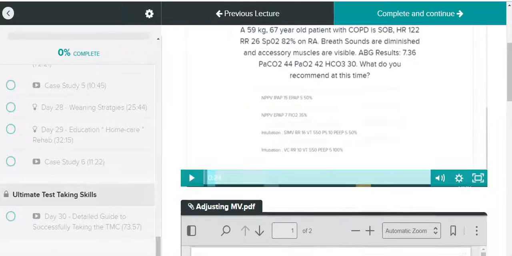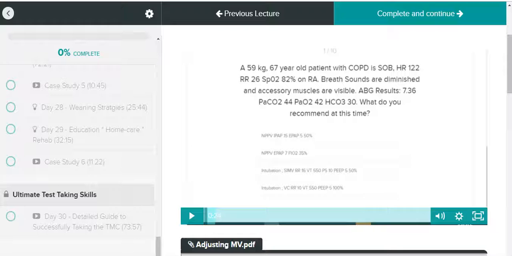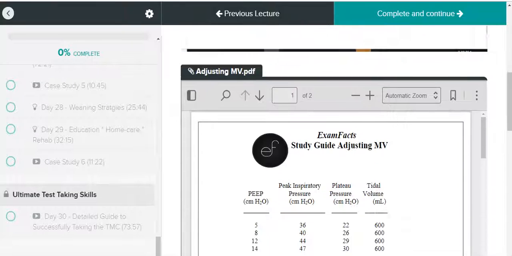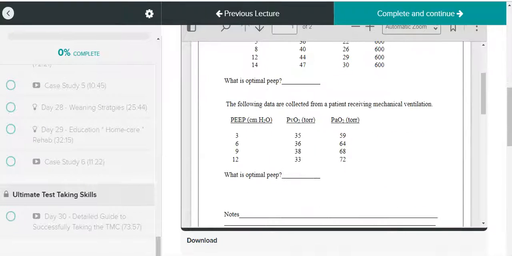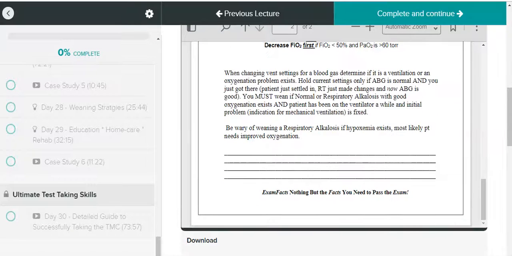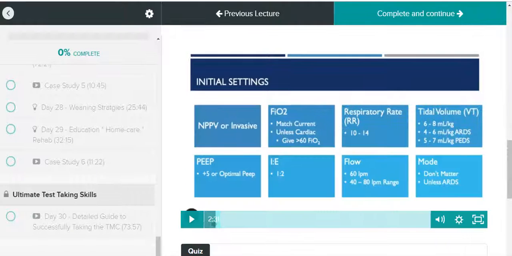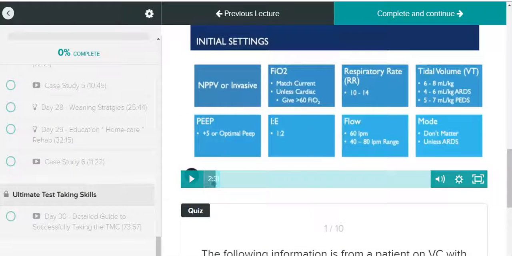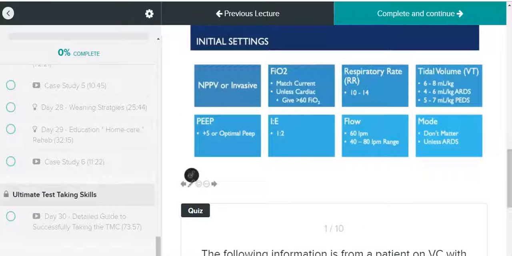So this one has a little bit of information. So we're going over previous test answers. We're really talking about it with the students. In addition, there's a study guide about adjusting mechanical ventilation. This one has some optimal PEEP stuff on it. And then the video goes into everything. And we include MPPV and mechanical ventilation in each of these sections.